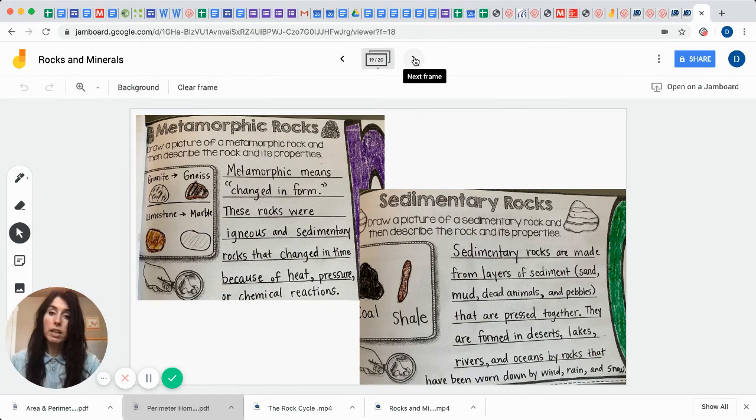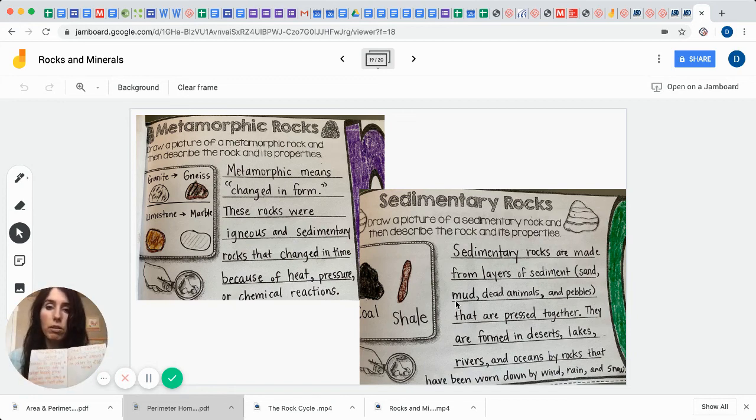Okay, and then for day 3, you're going to work on metamorphic rocks. You're going to write some notes to yourself. Day 4 is sedimentary rocks. And so again, if you have this book, you're going to write it here. If you don't have this book, you're going to write the information that you're learning in your little homemade book that you're making about rocks and minerals.